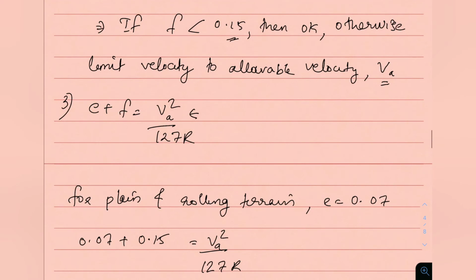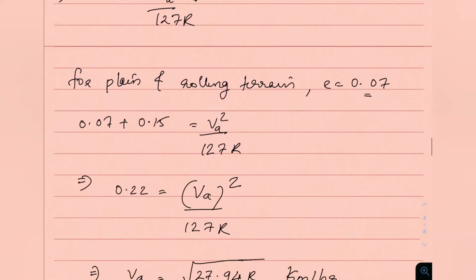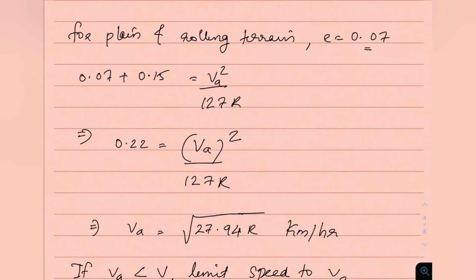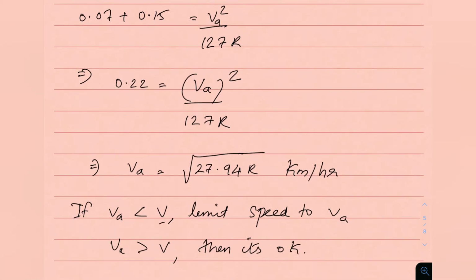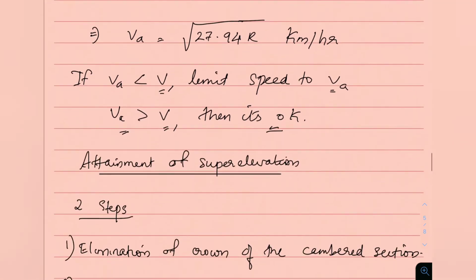For plain and rolling terrain, we know that the e value is 0.07. Substituting that, we get a VA value of root 27.94 R kilometer per hour. If the velocity we are provided is greater than the allowable velocity, then we have to limit the velocity to the allowable velocity. If the allowable velocity is greater than the velocity we are providing, then it is okay.